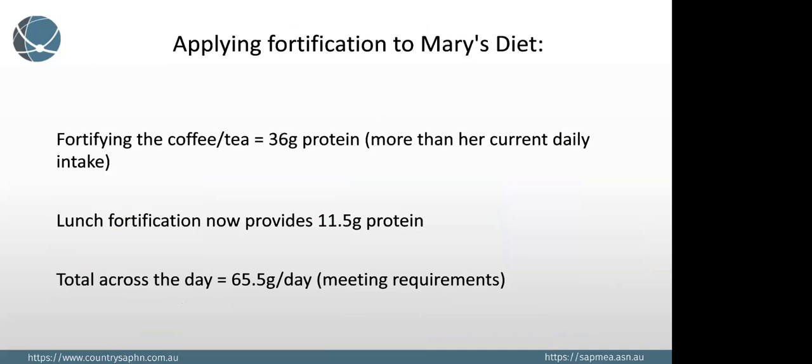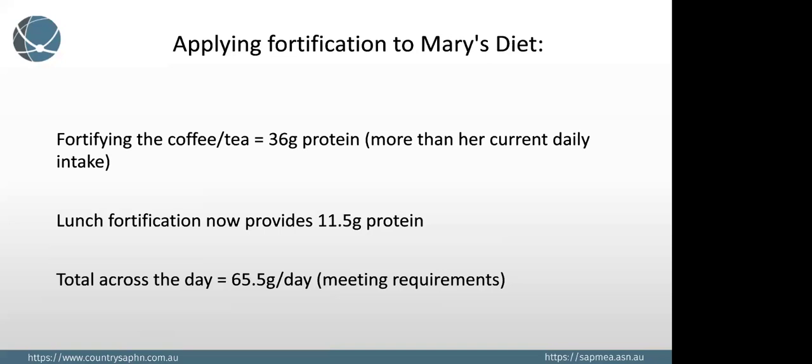Looking at how this has worked for Mary. So again, we would look at, usually in clinic, we'd look at energy too, but we're really honing in on protein here. By fortifying her tea and coffees, she's having about 2 to 3 a day, we're giving her 36 grams extra protein. So if we take away what she was getting and add what she would now get, she's increasing by quite a lot. Her lunch fortification, so the changes in the toast, provides her an extra 11.5 grams of protein instead.